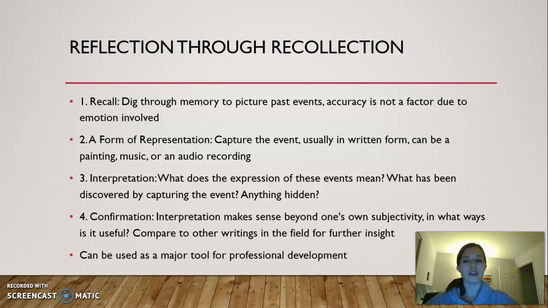And is there anything really hidden in that memory? And finally, that leads to confirmation. So, does the interpretation make sense beyond somebody's own or your own beliefs? In what ways is it useful? And this can be used with a supervisor. So, sitting down saying, is my interpretation of what specifically happened here making sense?